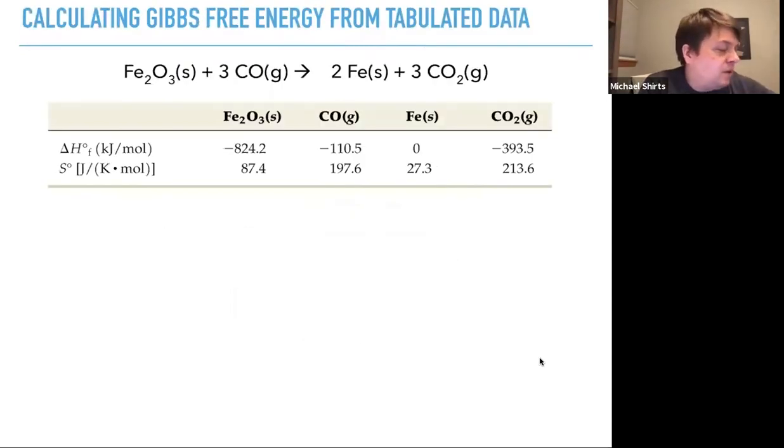So let's calculate the Gibbs free energy of a reduction of iron oxide plus 3 molecules of carbon monoxide to make pure iron plus 3 CO2. Okay, so what do we need to do to calculate the Gibbs free energy of reaction? Well, first, we're going to have to calculate the enthalpy of reaction.